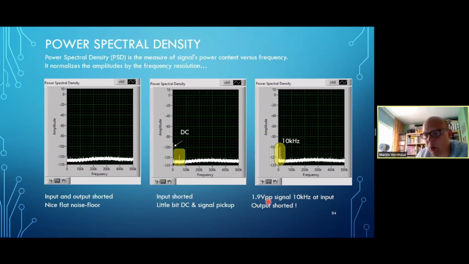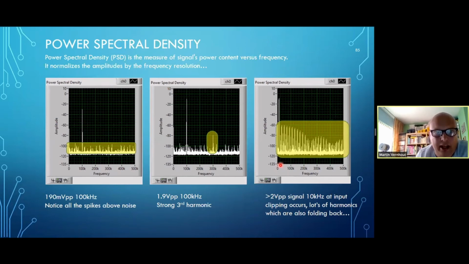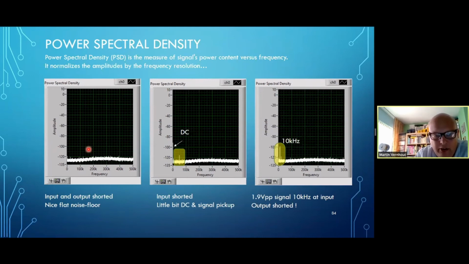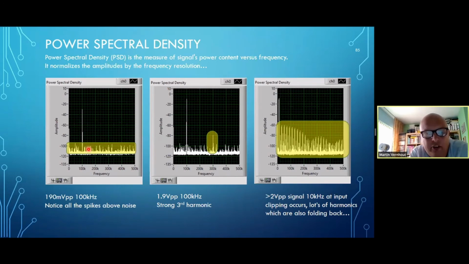If I apply a 1.9 volt signal, but I still short the output, I see a little bit of leakage. There should be nothing being picked up because the output is shorted, so this is probably linked to grounding. If we have a small signal on the generator part, you see at least a lot of signal over here, which is way more than the ground, the noise floor, which we had with shorted inputs and outputs. So that's coming from our generator.